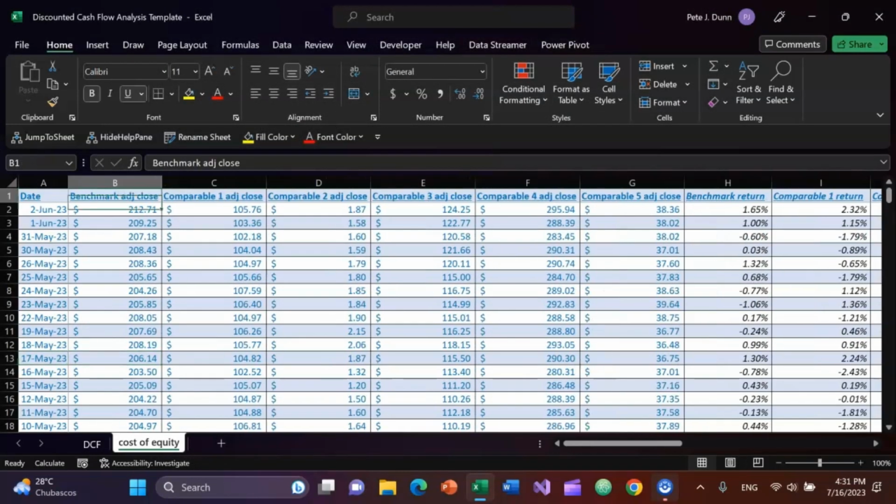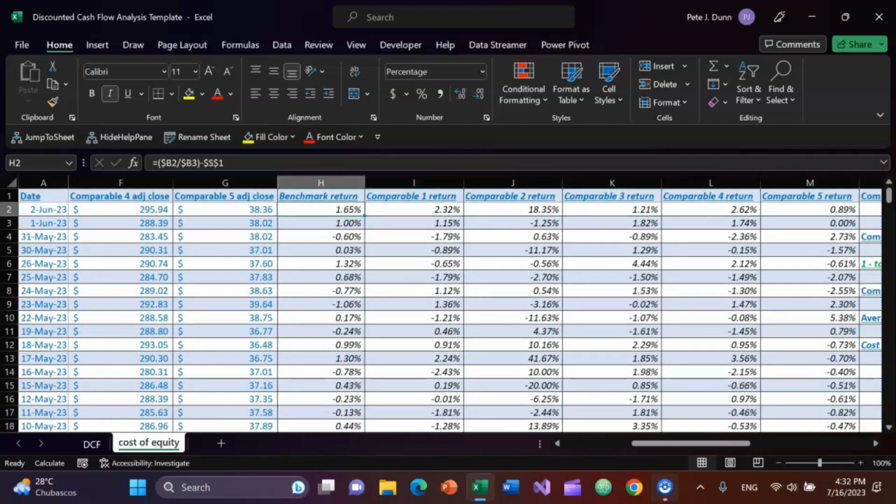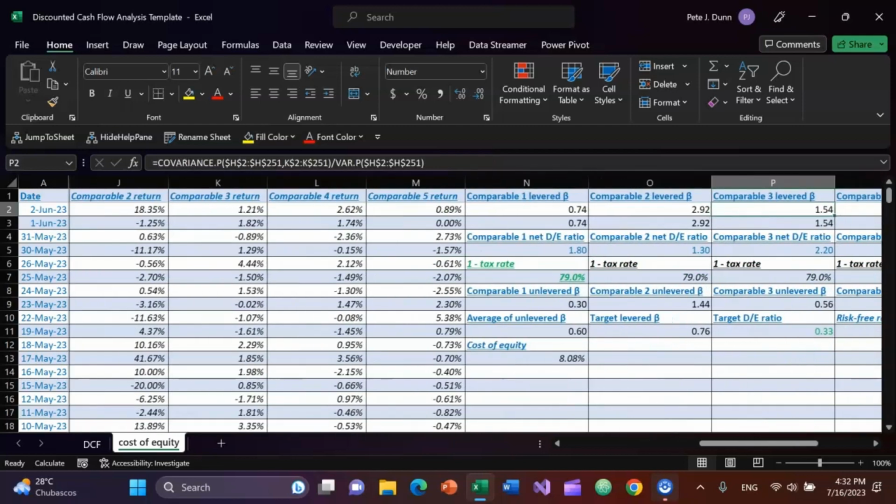First, I'll start with cost of equity. I got adjusted closing price data for a 1-year time period for a market benchmark and 5 comparable companies. Then I calculate benchmark return and the returns for the 5 comparables. That's just today's adjusted closing price divided by yesterday's adjusted closing price minus 1.